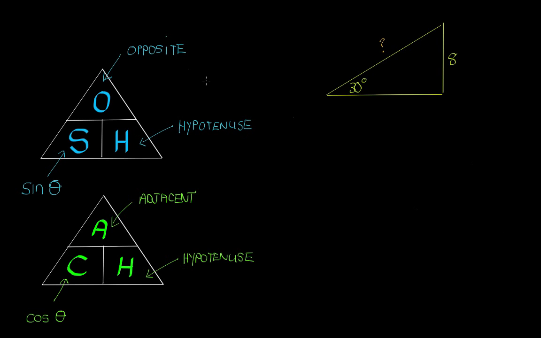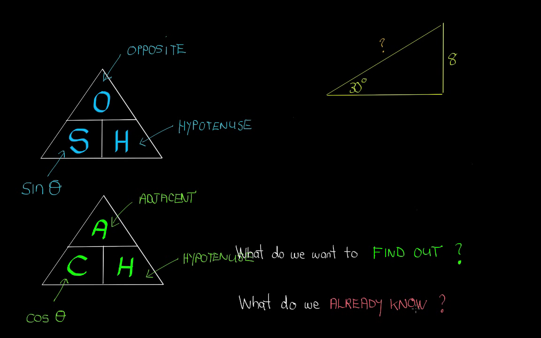So, how do we use our magic triangles to work this out? Well, we have to ask ourselves two questions. The first question is, what do we want to find out? So we have to ask ourselves, what side of the triangle are we trying to find out? And the second question we have to ask is, what side do we already know, or what do we already know about the triangle? So they're the two questions we need to figure out.